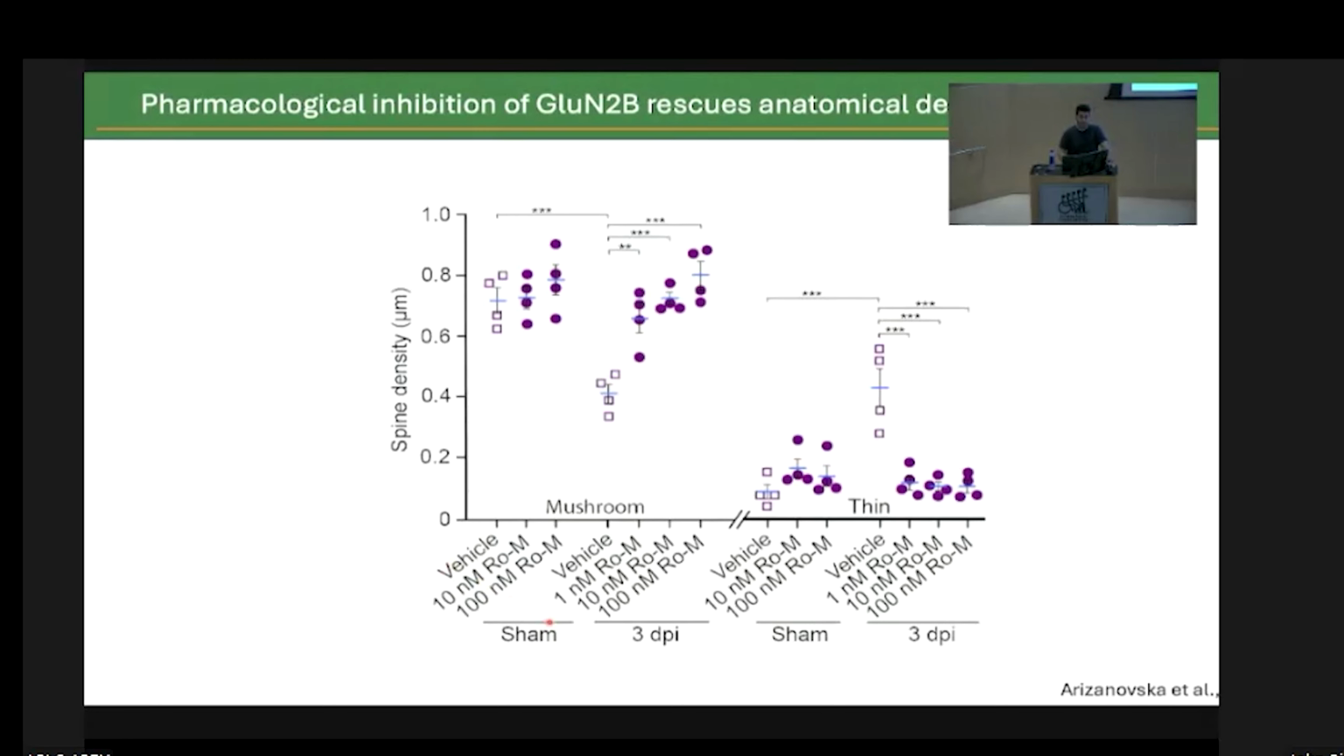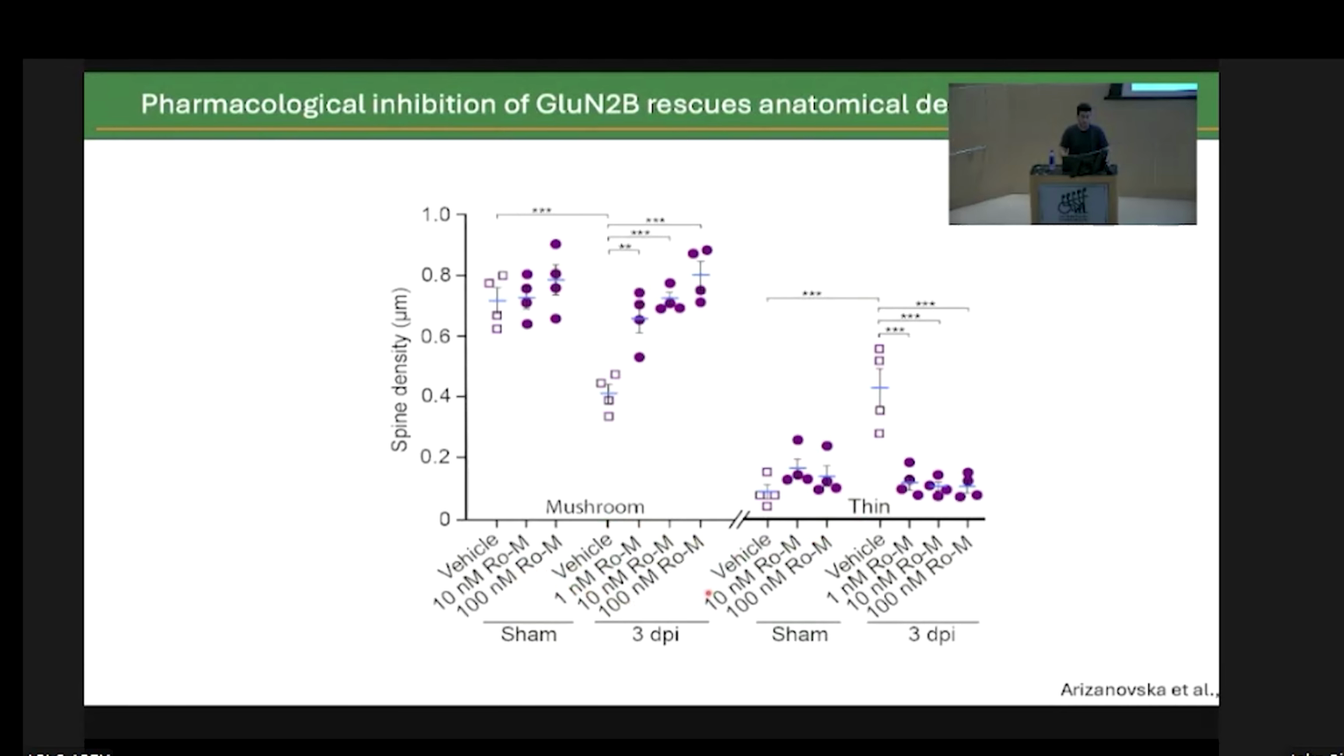And if we look at these vehicles at 3 days post-injury, we look at these mushroom spines, and once again, these are those healthy functioning spines. We see a significant loss of these mushroom spines. However, in our thin spines, we see at 3 days post-injury a significant increase in these thin spines, suggesting that there's degeneration occurring. But when we use a dose of this drug from 1 to 100 nanomolar, we're actually able to ameliorate the damage. We no longer have the damage like we see in the vehicle.